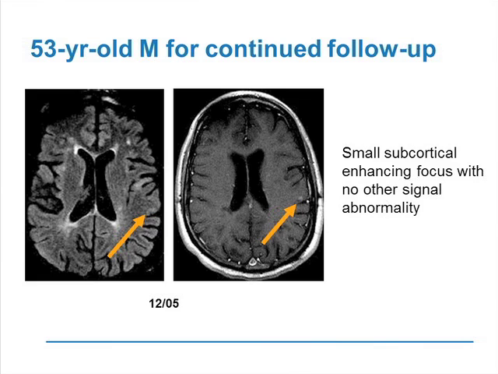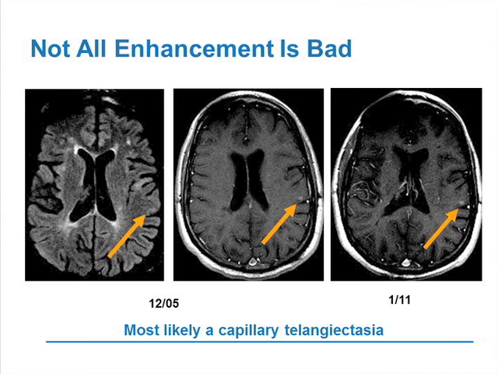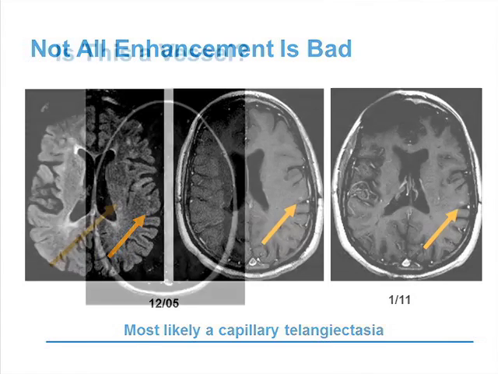The next case is a 53-year-old male for continued follow-up. And you can see that there's a subtle signal abnormality with enhancement in the cortex in the left parietal lobe. And that's in the year 2005. And if you come 6 years later, you can still see it again. It hasn't changed. The lesson here is that not all enhancement is bad. This is an example of a benign capillary telangiectasia. Typically, you'll see those as a small blush of enhancement with no other signal abnormality.